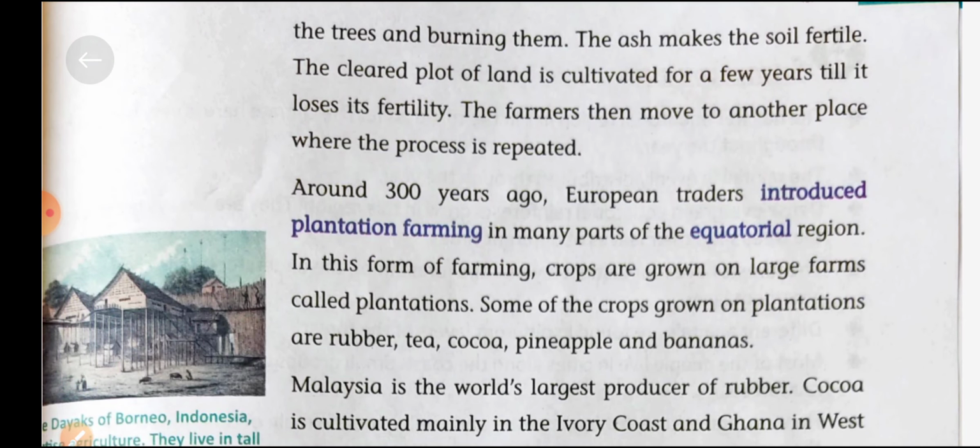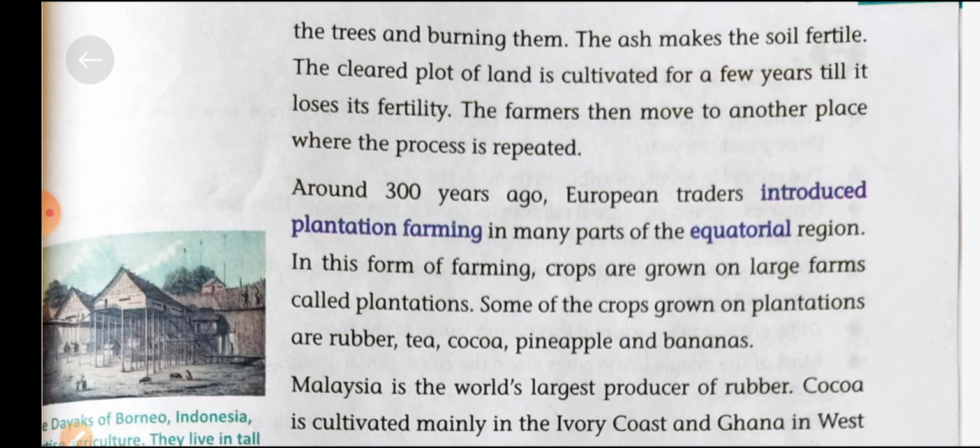Around 300 years ago, European traders introduced plantation farming in many parts of the equatorial region. When the European countries came here, they started plantation farming. In this farming, crops are grown on a large farm called a plantation.